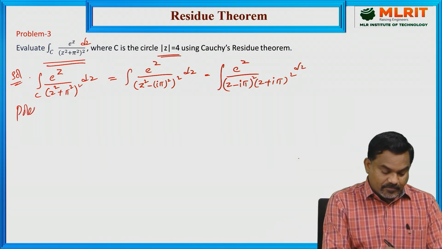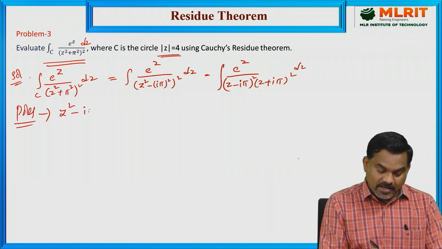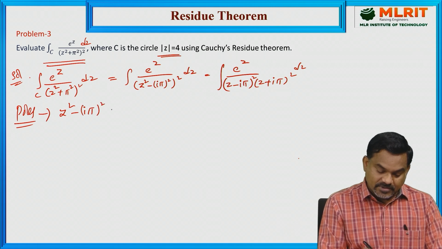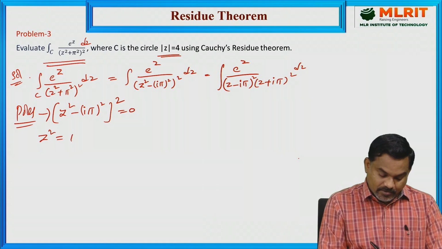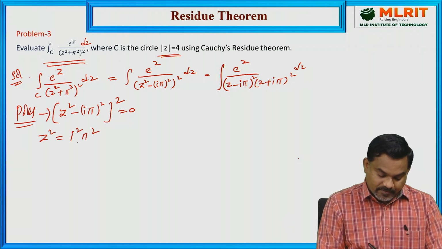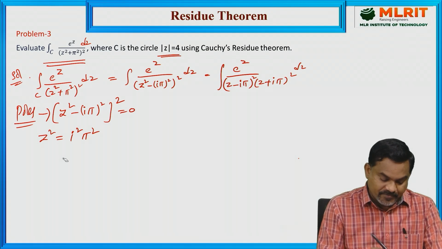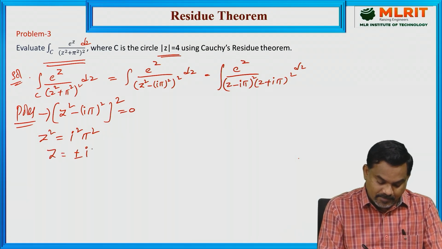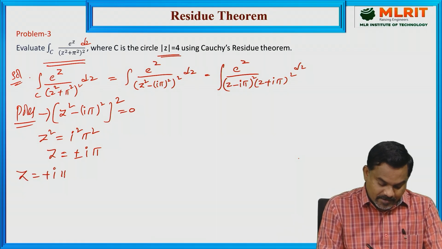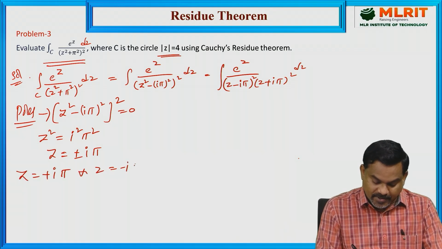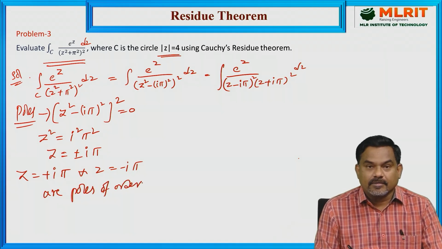So first we need to find the poles by equating the denominator to 0. z square plus pi square is 0. So z square equal to i square pi square. So z equal to plus or minus i pi. So z equal to plus i pi and z equal to minus i pi are the poles of order 2.